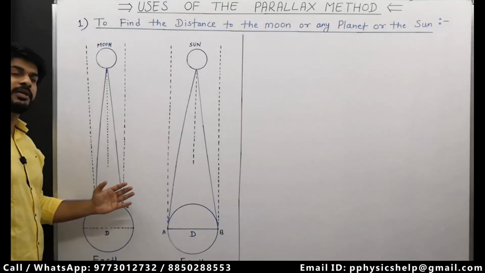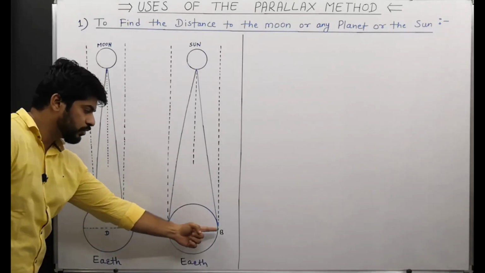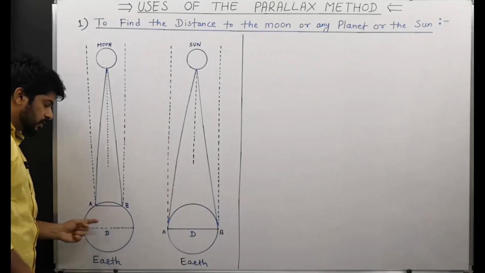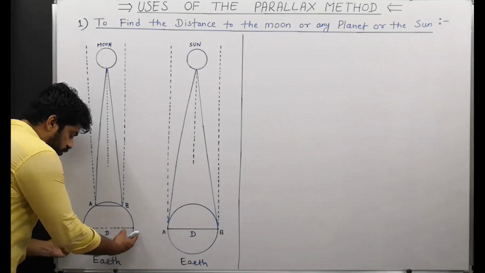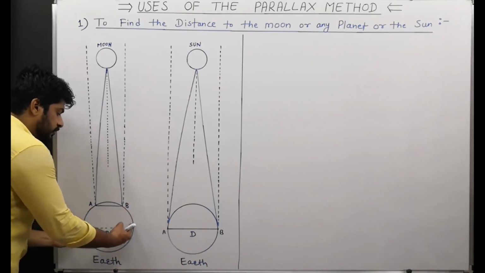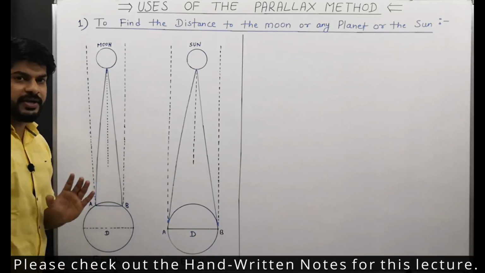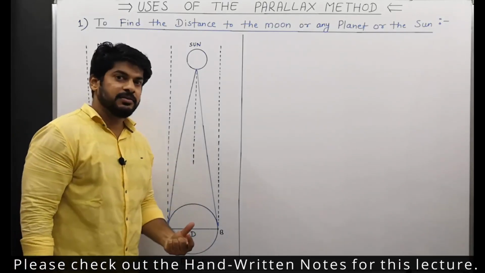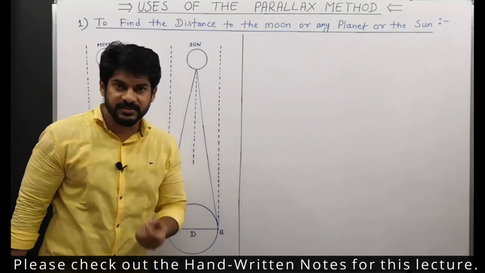But in case of a moon, even if you don't do this, that is fine. You can choose any 2 points. It's not required that you go to the diametrically opposite point. You can choose it somewhere here. That is also fine, that can also work, but this is better. This will give you much better results.